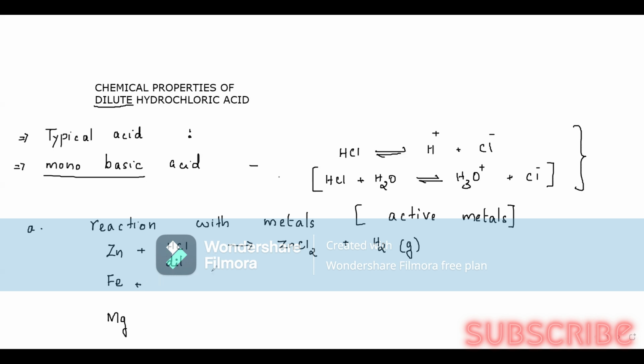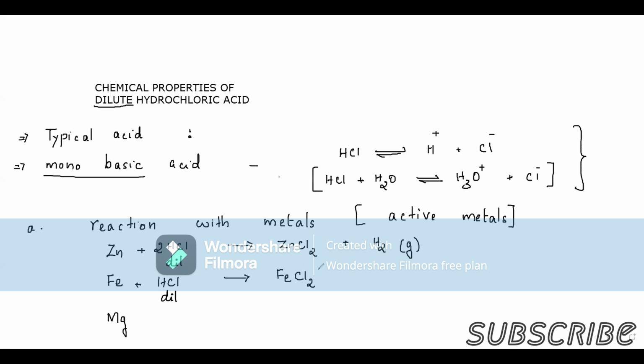Similarly, Fe, I forgot to balance this. Zn plus 2HCl. Every equation has to be balanced. Now, Zn plus 2HCl gives you ZnCl2 plus H2. Equation is perfectly balanced. Now, moving on to Fe. Sometimes students think that it has variable valency. Fe2 plus is there, Fe3 plus is also there. Which one should I write? Here, it is always FeCl2. FeCl3 cannot be prepared by this method.